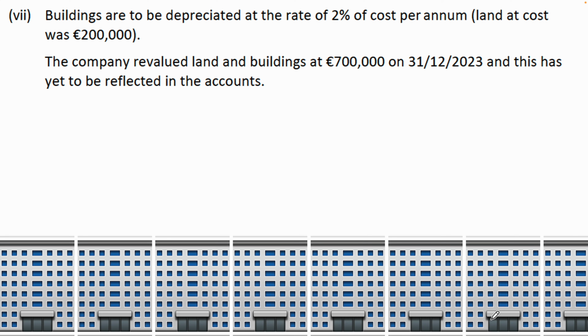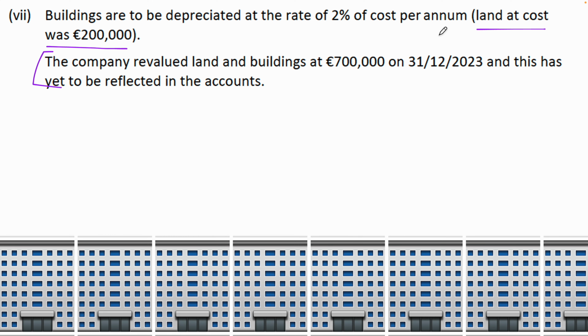Okay, number 7. Buildings are to be depreciated at the rate of 2% of cost per annum, and it says land at cost was 200,000. Okay, the company revalued land and buildings at 700,000 on the 31st of the 12th, 2023, and this has yet to be reflected in the accounts. All right, so why are they telling me about land at cost? So land is not depreciated, so we always have to take the land amount out of the buildings figure. Now, we won't think about this revaluation just yet.